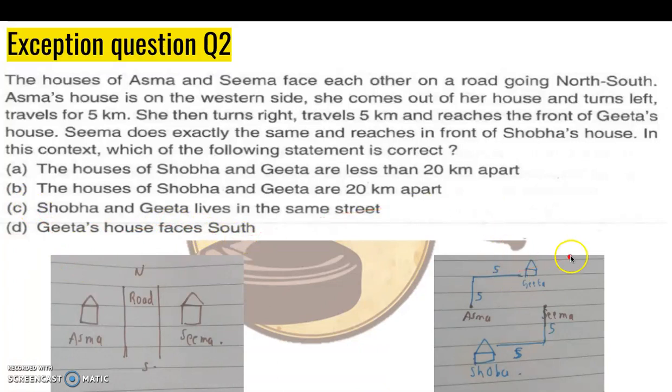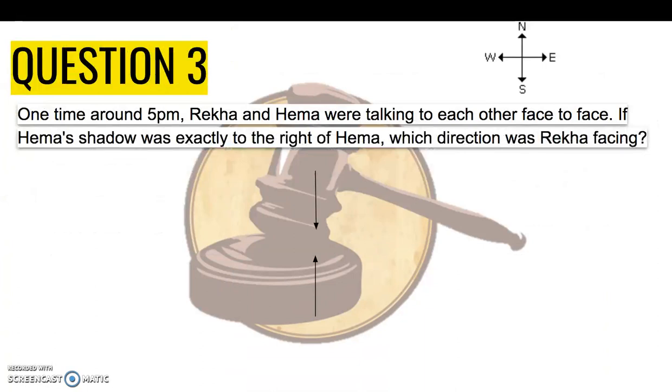Geeta's house faces south. It could face here or here or here. It would not matter. It would not impact the question anyway, and we don't even have any clue. So the remaining is statement A, that they are less than 20 kilometers apart, and hence A would be the answer. I was one of the few who got this question correct. Okay, sorry for the bragging.